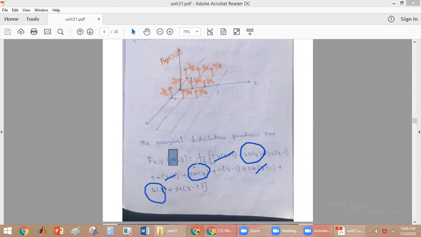Here it is 2 plus 3 plus 1. So it is 6 u of y. And similarly, y minus 1, u of y minus 1.